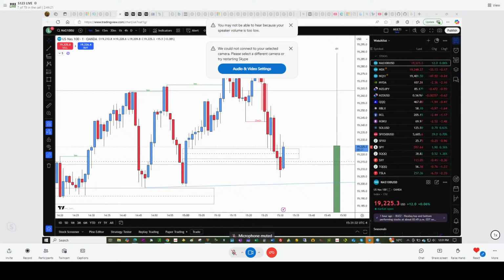I still like Bitcoin to go back up, so I'm going to wait for a fractal again. So looking for a retrace of this guy up into maybe this gap. So I'm going to mark that gap a little wider, so we could come back up here.